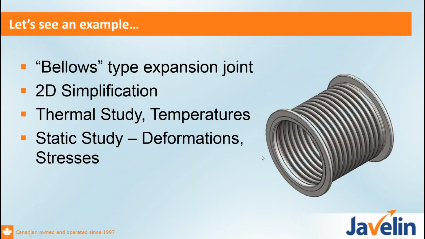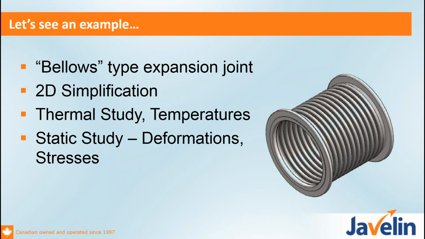So we're going to look at an example right now, and we'll look at a bellows type expansion joint for a steam pipe, and we'll look at a 2D simplification of this. This is a great axi-symmetric type of model. Now, we're actually going to do two different things here. First of all, I'll explain the loading in here.